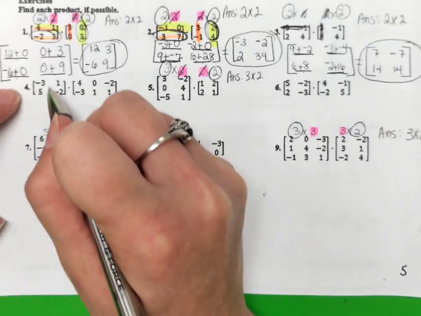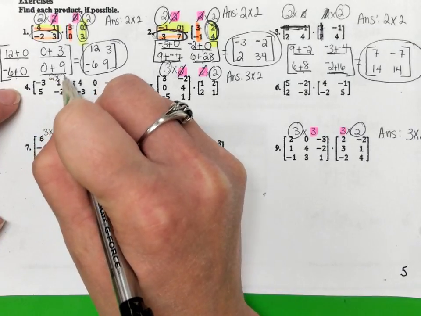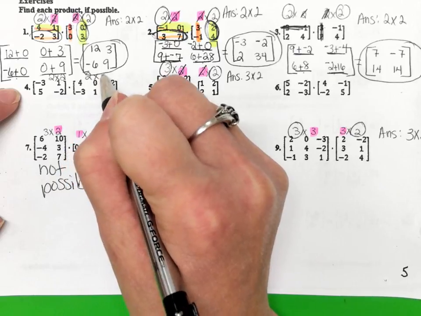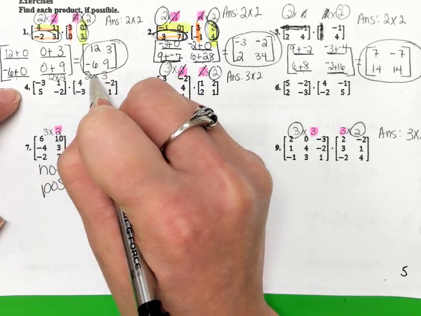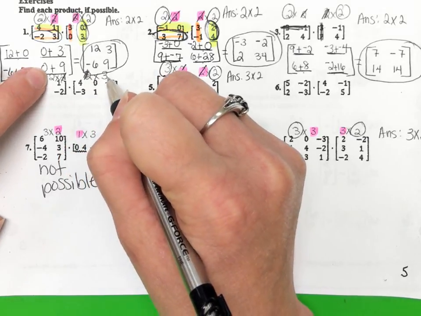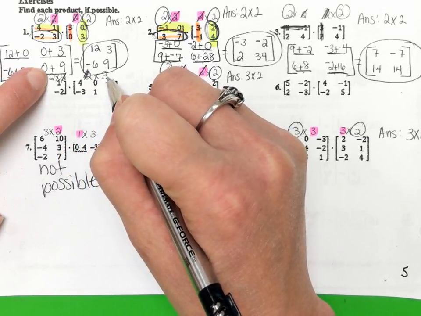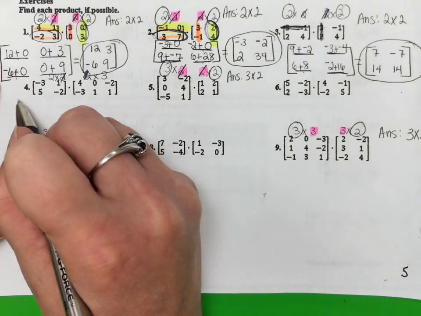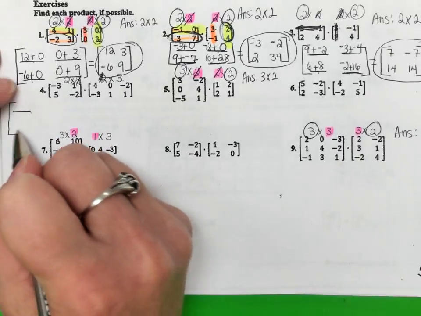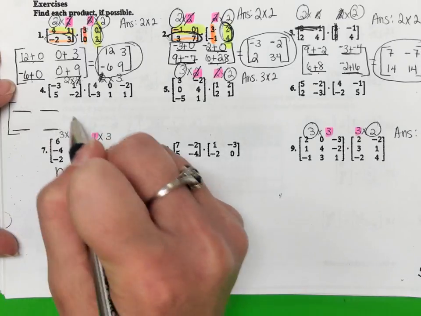All right, so let's see. This is a 2 by 2. And this is a 2 by 3. So those middle two match up, so you can mark them out. And your answer is going to be what's left. Your answer is a 2 by 3. So go ahead and, let's see, let's make some room, so you can have 2 rows and 3 columns.